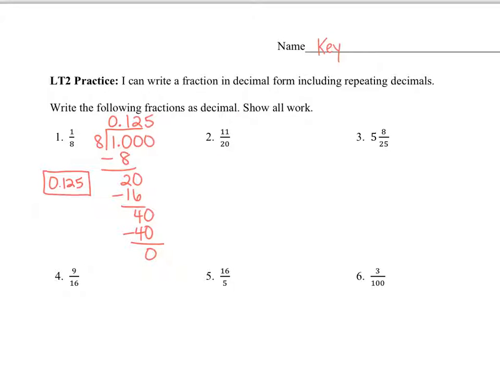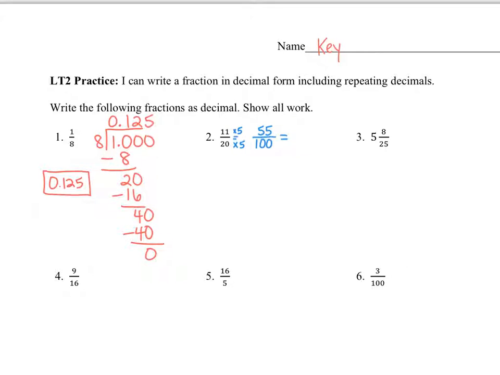For number 2, we're going to do the same thing, but luckily we can do it a different way this time. If we can get the denominator to be 100, then we have an easier time writing it as a fraction. So since 20 is a factor of 100, I can multiply the denominator and numerator by the same thing to get an equivalent fraction. So I know that 20 times 5 will get me up to 100, so I have to multiply the numerator by 5 as well. So 11 times 5 gives me 55.